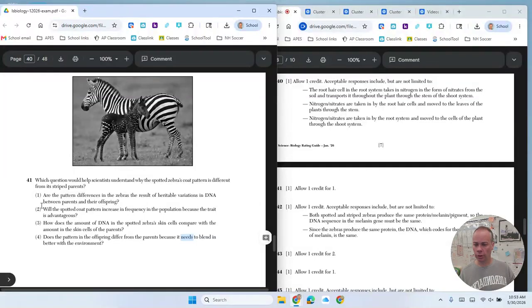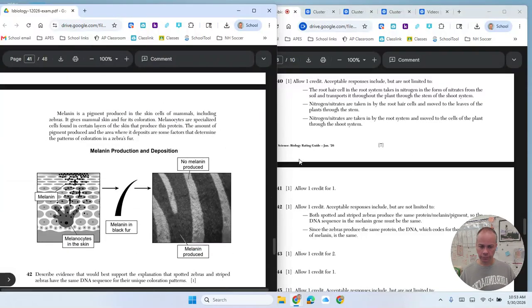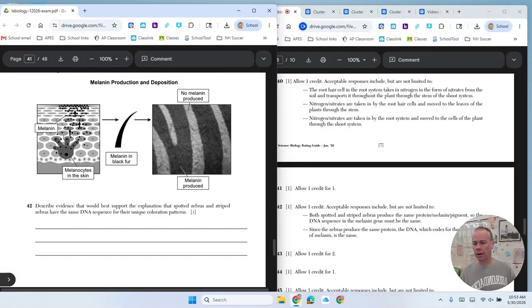So question number 41, the correct choice is number 1, and give yourself +1 if you got that correct. Moving on, we're talking about melanin and how melanin produces darker colored fur. We have some descriptions there about the cells in the skin that produce melanin, and it shows you the melanin is produced in the dark areas, but not the lighter furred areas. So that gives us some information.